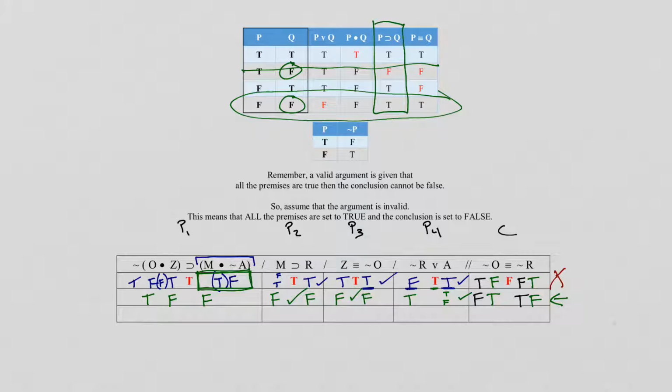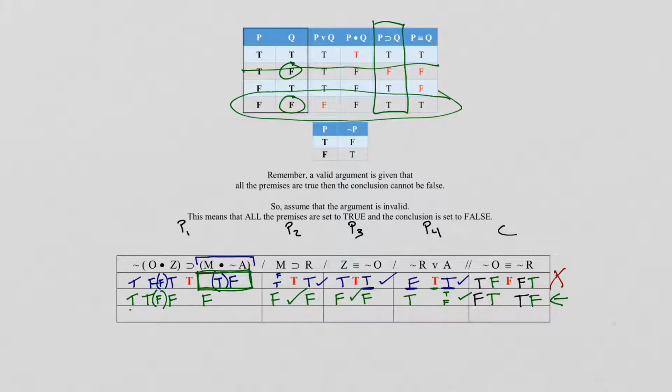Okay, so we got that one, that one, that one. Although premise 4 is questionable, but it does work. Alright, let's just fill this out and see what happens. So we got T dot F. So anytime you have an F with a conjunction, you know it's going to be false. Do the tilde on the outside. It's going to switch it. Kind of looking like the one above it, isn't it?